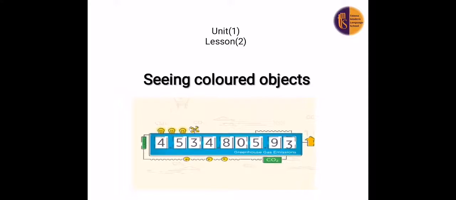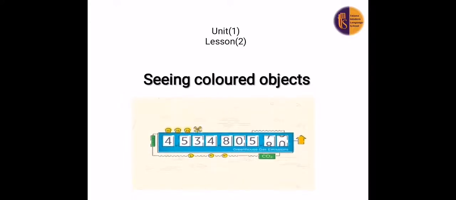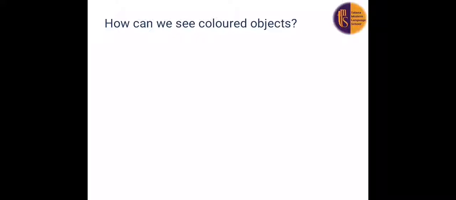Today we will talk about unit 1, lesson 2. This lesson is talking about seeing colored objects. Did you ever ask yourself, how can we see colored objects around us?